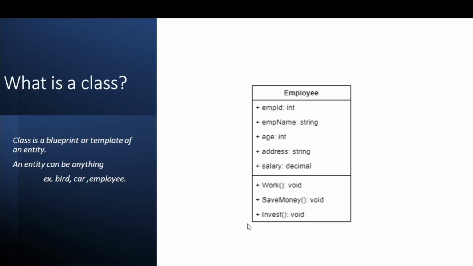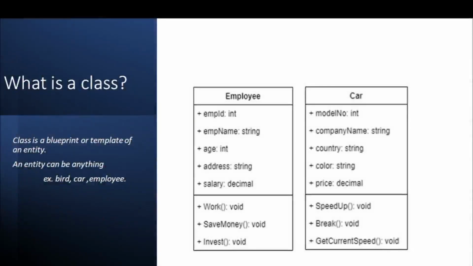Let's take another example. A car. A car will have model number, company name, country, color, price. These are the fields that car has. And speed up, brake, get current speed. These are the methods that car does. Let's flip to Visual Studio, see that in action.